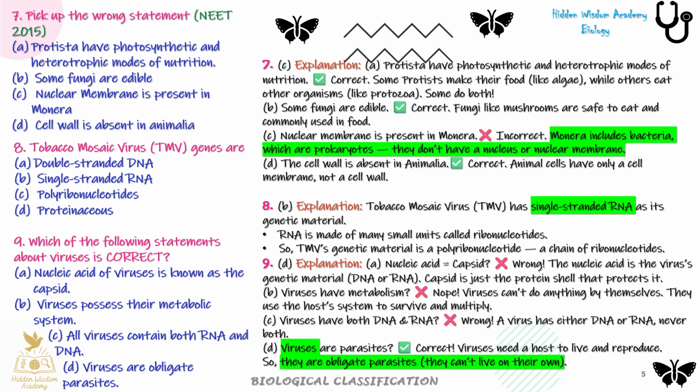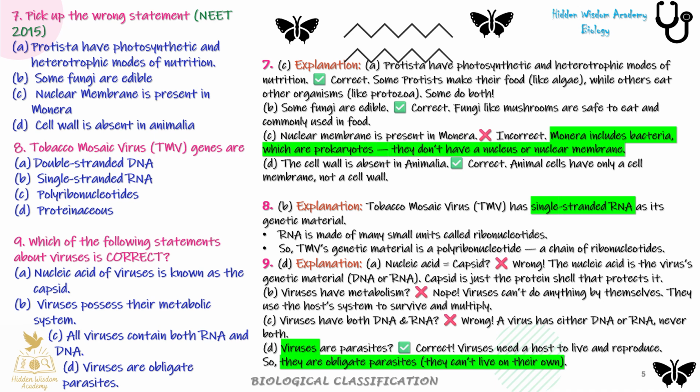Question 9. Which of the following statements about viruses is correct? Option A. Nucleic acid of viruses is known as the capsid. Option B. Viruses possess their metabolic system. Option C. All viruses contain both RNA and DNA. Option D. Viruses are obligate parasites.